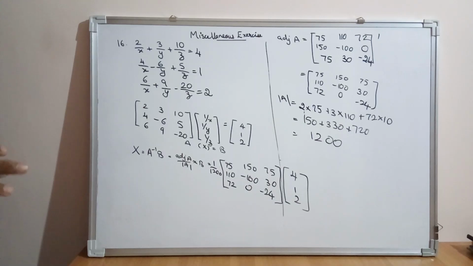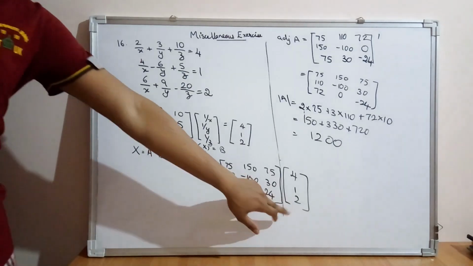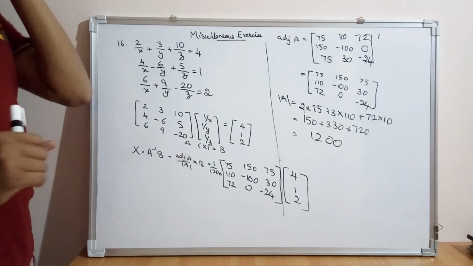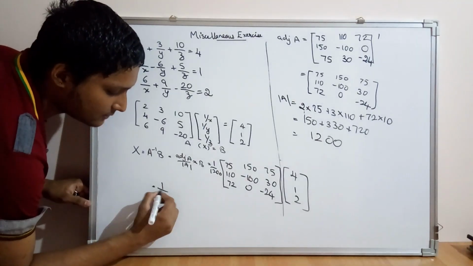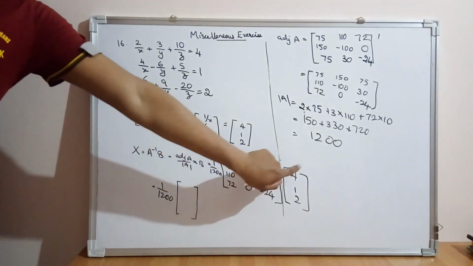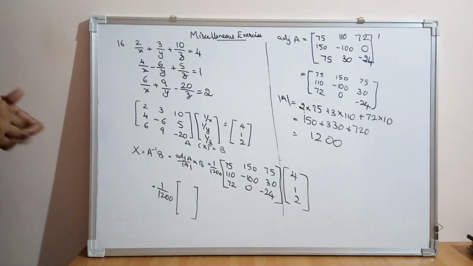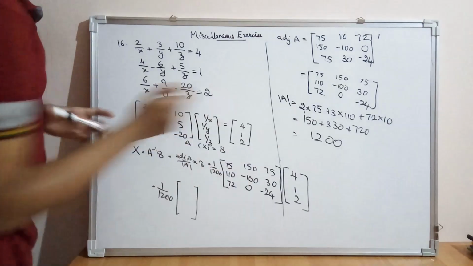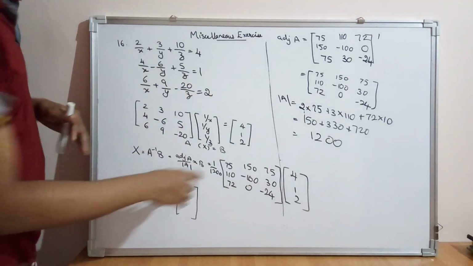So what is remaining now? The remaining thing is just to find the values 1 by x, 1 by y, 1 by z. For that, we need to multiply these two. We'll see the first row and the first column. So we are going to get 1 by 1200 and a matrix like this. Because this is 3 by 3 and this is 3 by 1, we are going to get a 3 by 1 matrix. So there are 3 positions. The first position is first row, first column. Therefore, it is 75 into 4, which is 300.